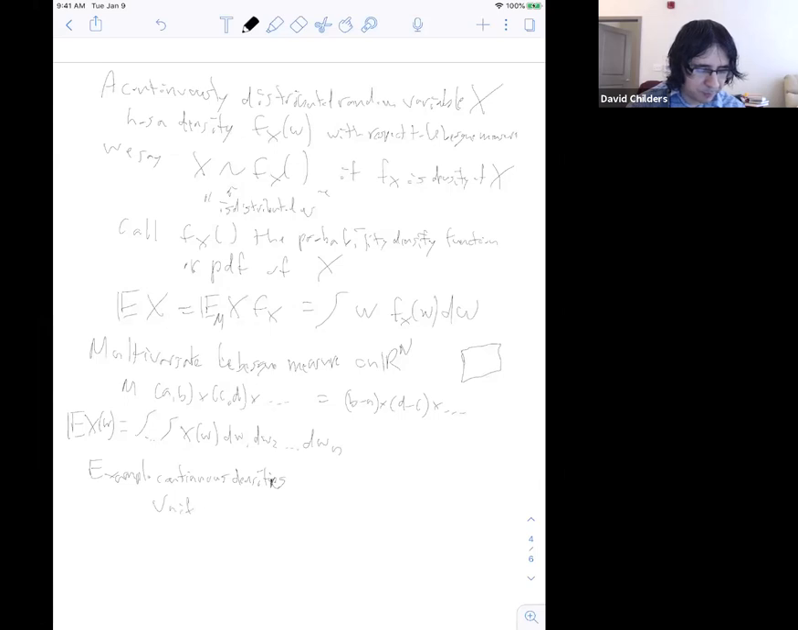Are the uniform density on AB, which has PDF equal to one over B minus A on the closed interval AB and 0 elsewhere.